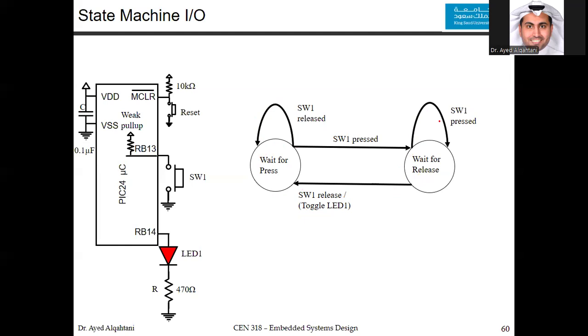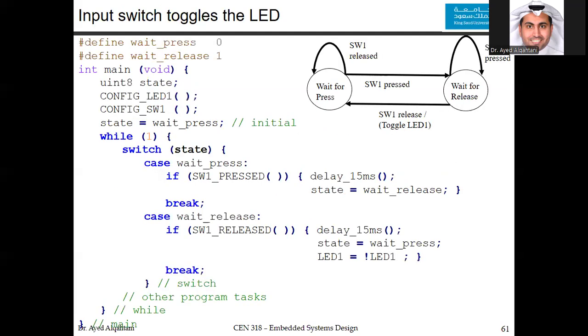Now we know how to write code from a state diagram. And this is what we have here. Again, we define the two states, 0 and 1, and we described this before. We define the state, we call the configuration functions that we just had for lid 1 and switch 1, and then we choose the state to be initial. It should be this one, but even if you choose the other one, it's fine. You should say the state is equal to wait for press.